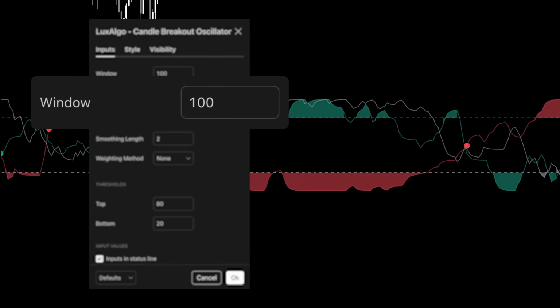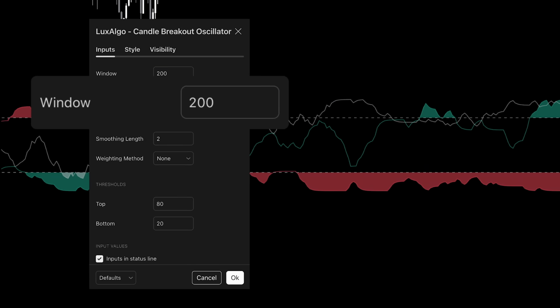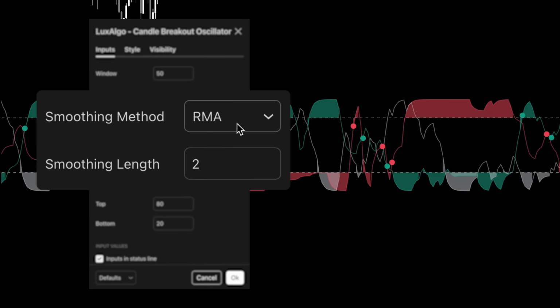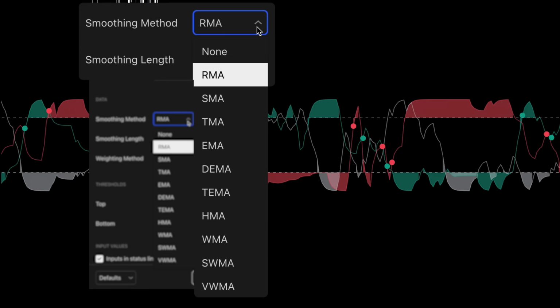The window parameter determines how many bars are analyzed to score breakouts, set to 100 by default. Increasing this number slows the oscillator and gives you a broader view of regime bias. Decreasing it makes the tool more responsive, ideal for scalpers looking to capture quick moves. Smoothing method and smoothing length define how the curves behave. RMA strikes a balance between responsiveness and stability, while EMA or HMA introduce more snap, and SMA or TMA soften out choppy moves.